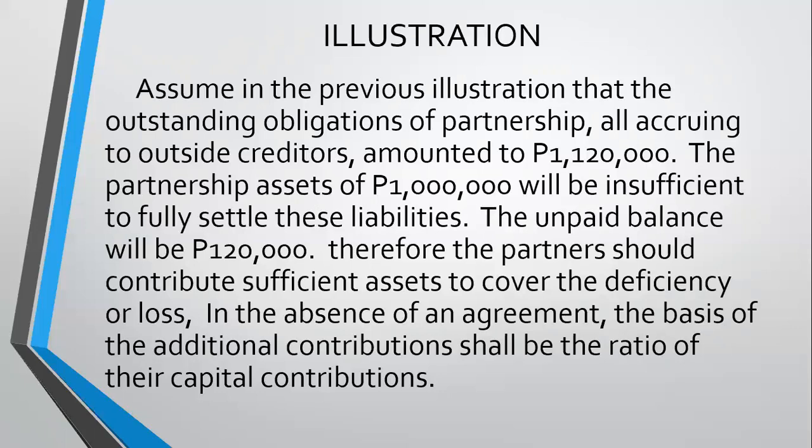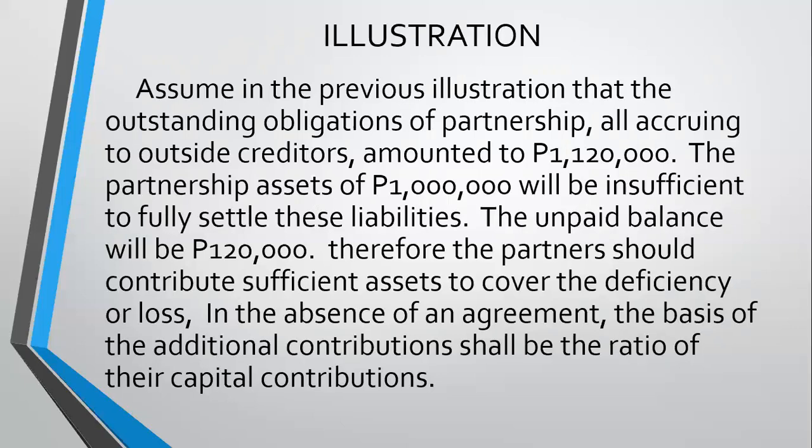1,120,000. So, kulang ka ng 120,000 yung partnership. So, it is not actually sufficient, no? Hindi siya to fully settle the liabilities. So, the unpaid balance will be 120,000. Therefore, the partner should contribute sufficient asset to cover the deficiency or yung loss na yon, no?